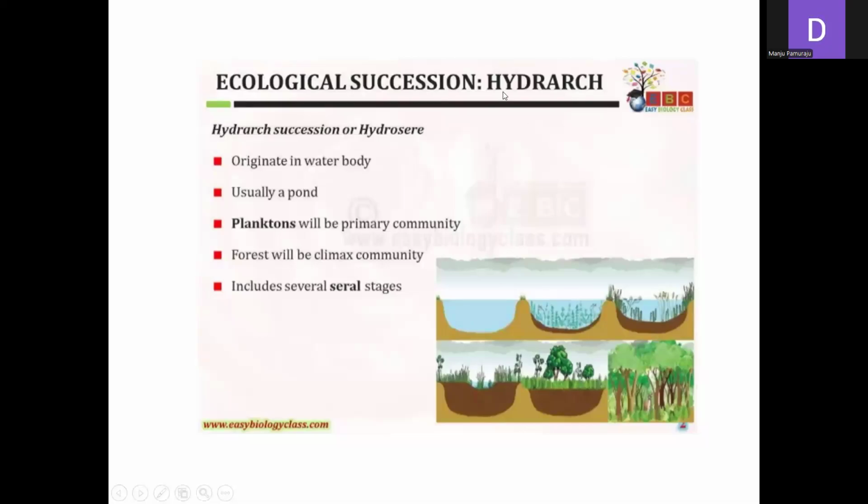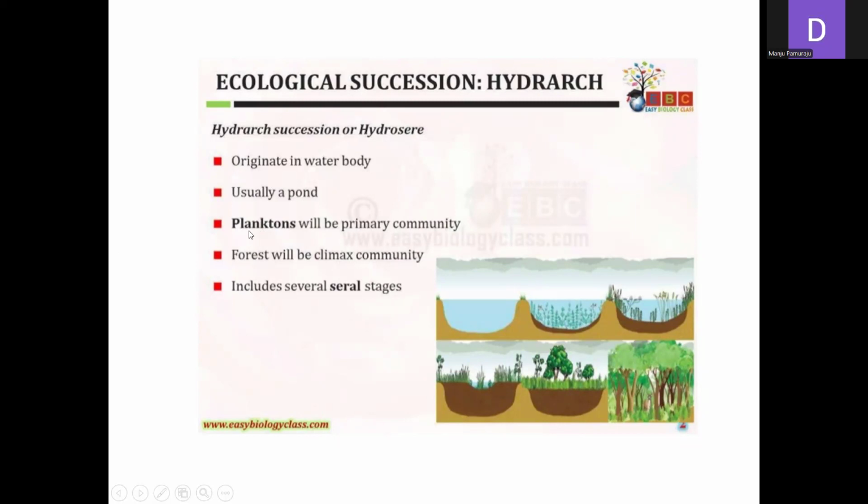Ecological succession of Hydrarch. So here, based on the substratum, two types of ecological succession we can observe. That is the Hydrarch, which means the ecological succession which starts on a water body is called a Hydrarch. So Hydrarch succession is Hydrosere, which originates in a water body, usually, for example, a pond.